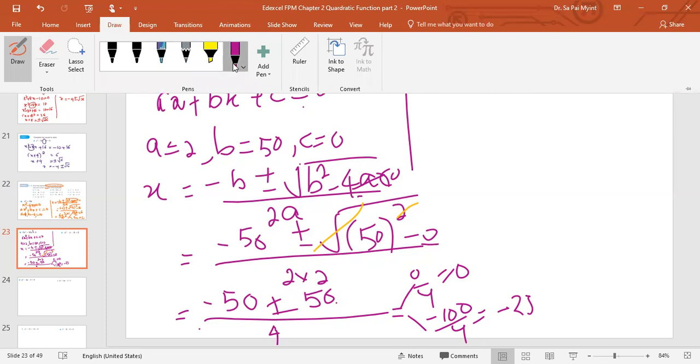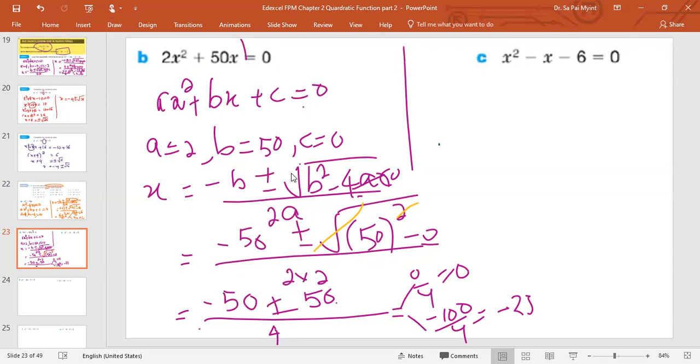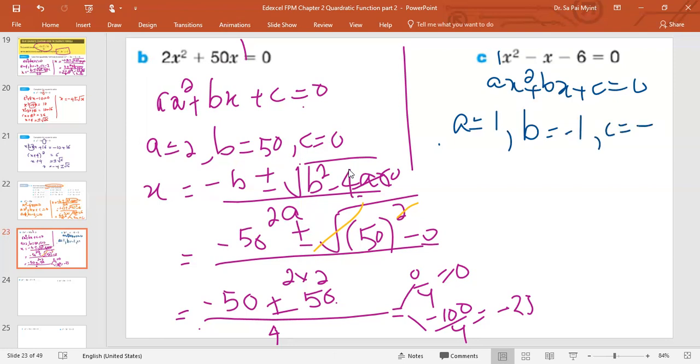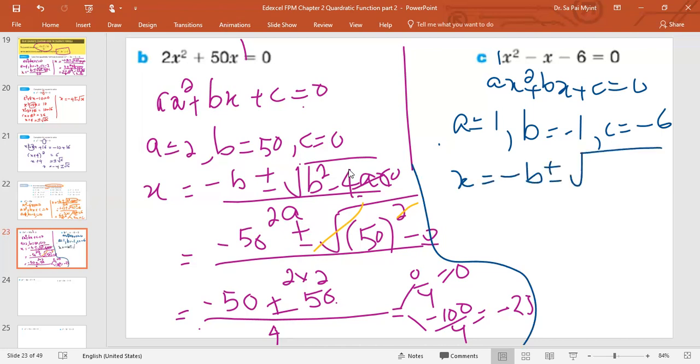Okay, now number C. Number C, write down the standard quadratic equation: ax squared plus bx plus c equal to 0. Compare these two, and from this we can find the coefficients. A equal to 1, b equal to minus 1, c equal to minus 6. After that, we need to write down x equal to negative b plus or minus square root of b squared minus 4ac over 2a.